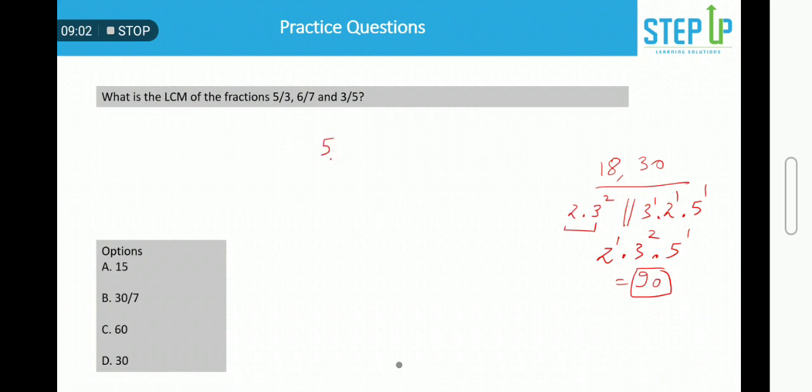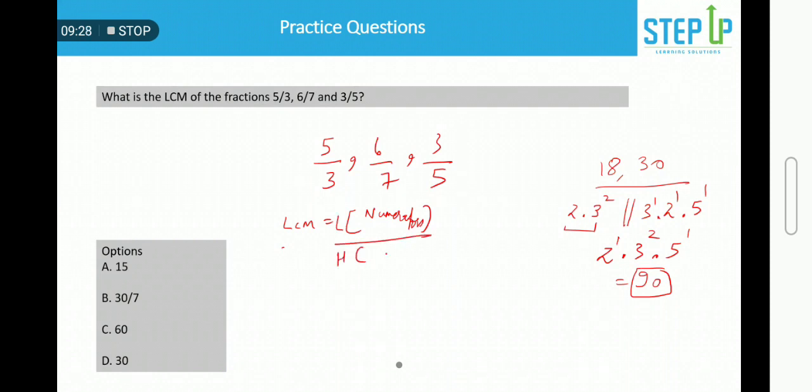But if we have to calculate it for 5 by 3 comma 6 by 7 comma 3 by 5, the formula is: the LCM of such fractions would be the LCM of numerators upon the HCF of denominators. The top is the numerator, this is the denominator. So we would do it as the LCM of 5 comma 6 comma 3 upon the HCF of 3 comma 7 comma 5. This is your answer. Can you guys tell me what the answer is?